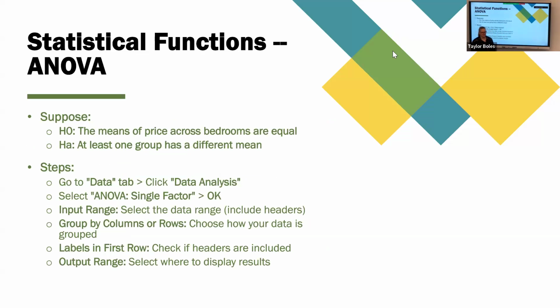So this is where you would use that data analysis tool pack that we showed you earlier. And if you have any questions, we can go over that as well. But you would go to data analysis, select ANOVA single factor, because that's the version that we're going to use for this. Then you would input the range, choose how your data is grouped, check that we do have labels for this data, and then click an empty cell or select something empty for where you want to display the results.